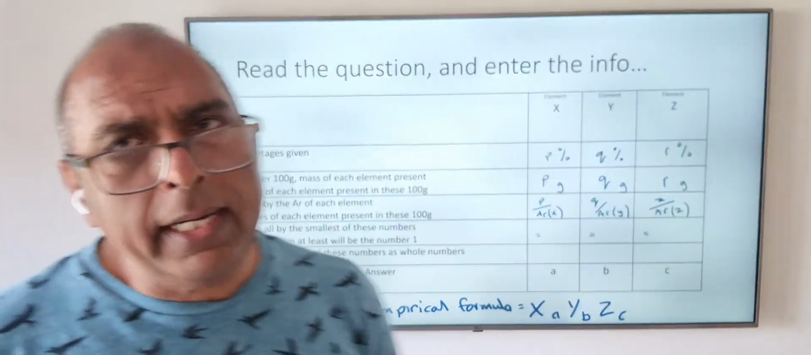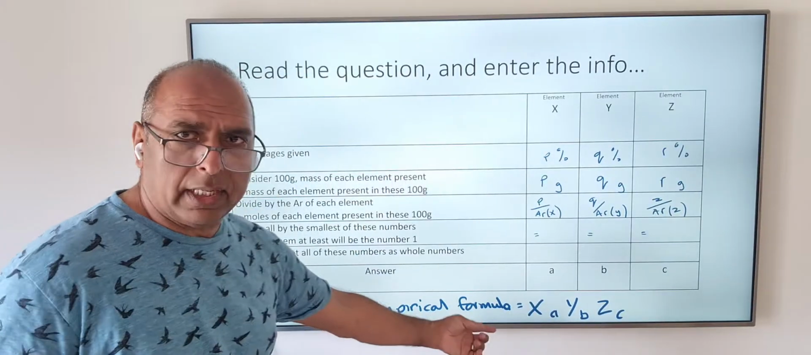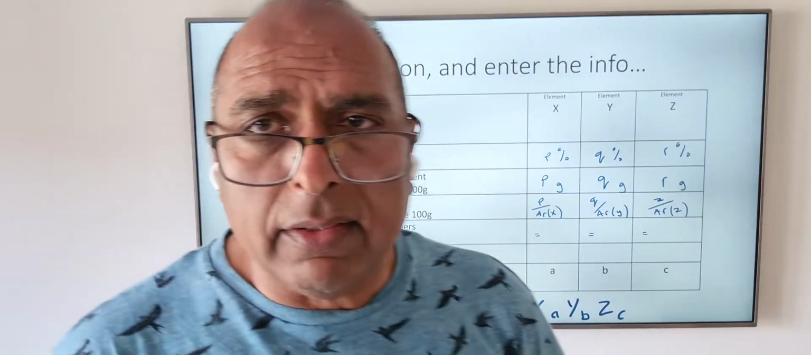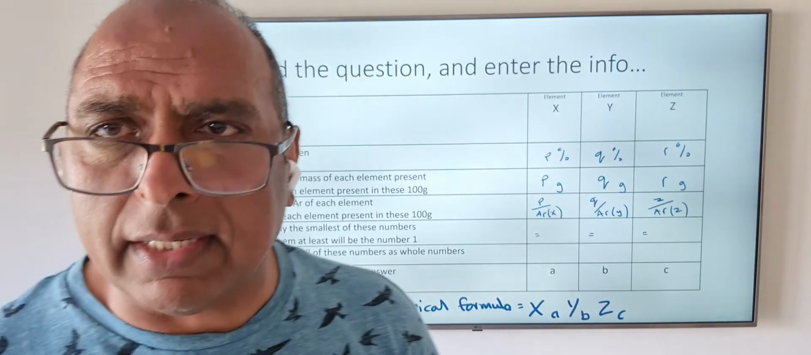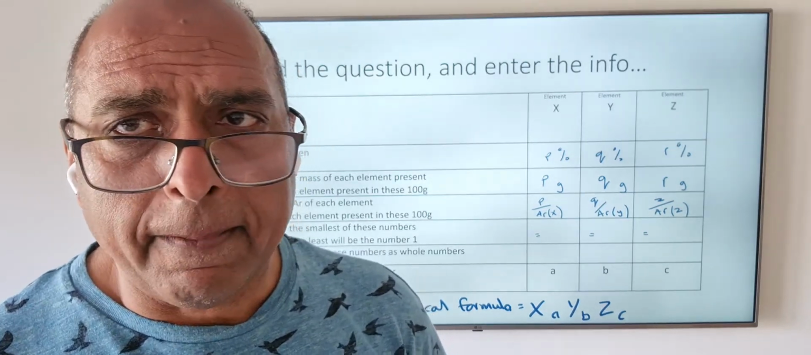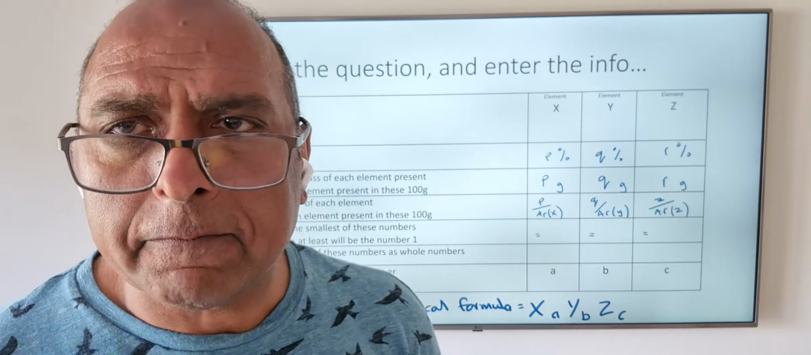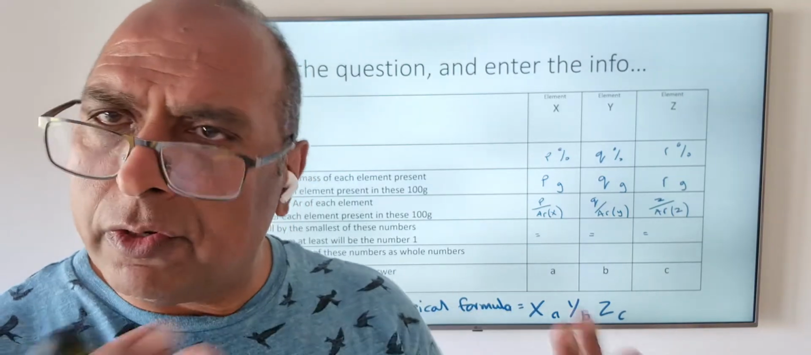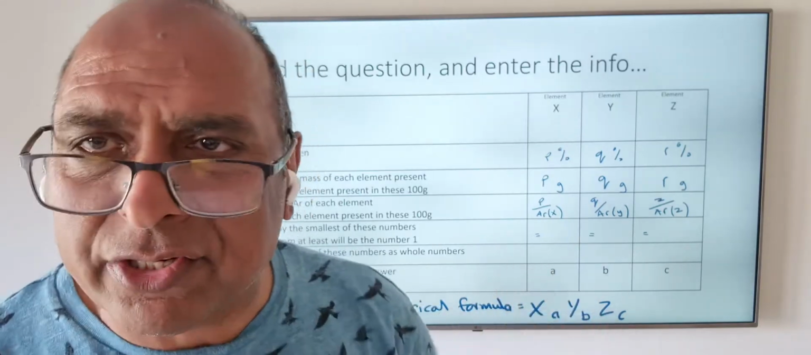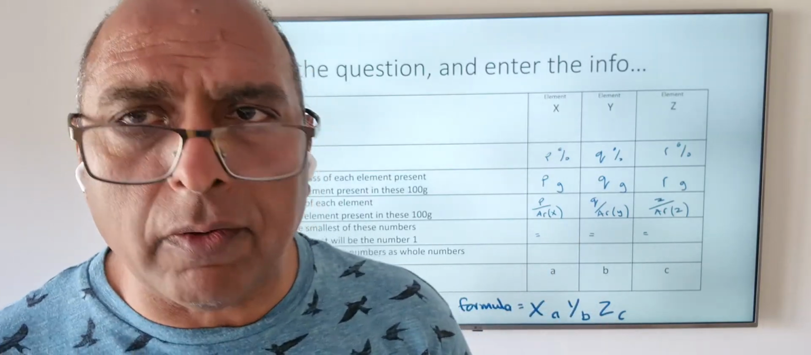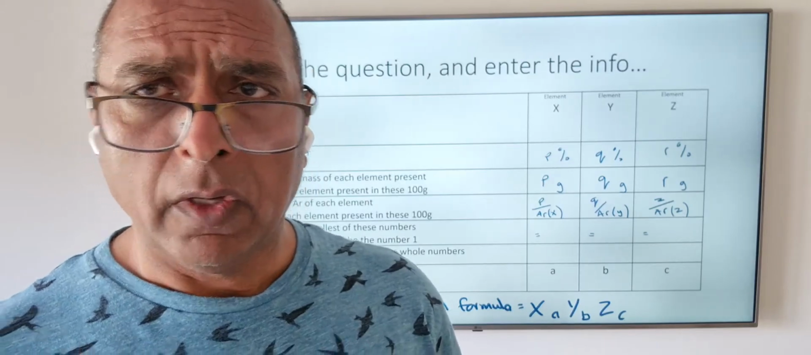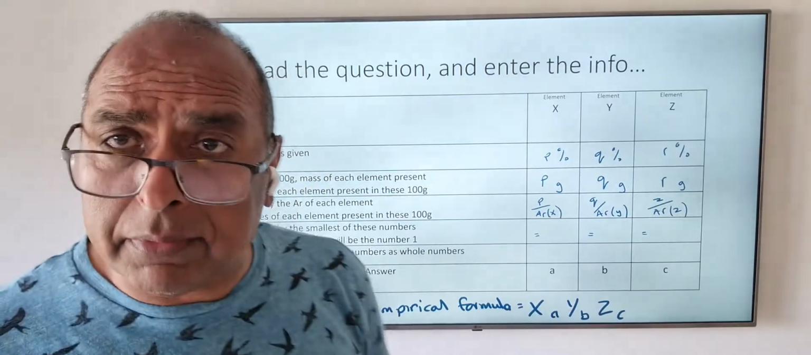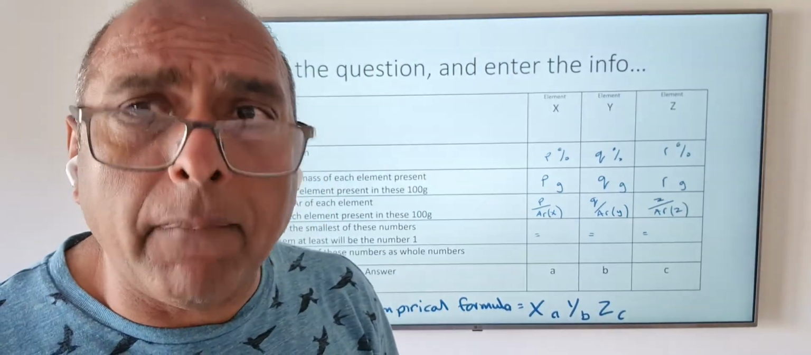Now, we want the final answer like this. X, A, Y, B, and Z, C. Those A, B, and C, they're not masses. They are the number of atoms or the number of moles. They're a ratio. The ratio of atoms will be identical to the ratio of moles, etc. So we want to turn these grams, that second line down, you've got grams. We want to turn the grams into moles.